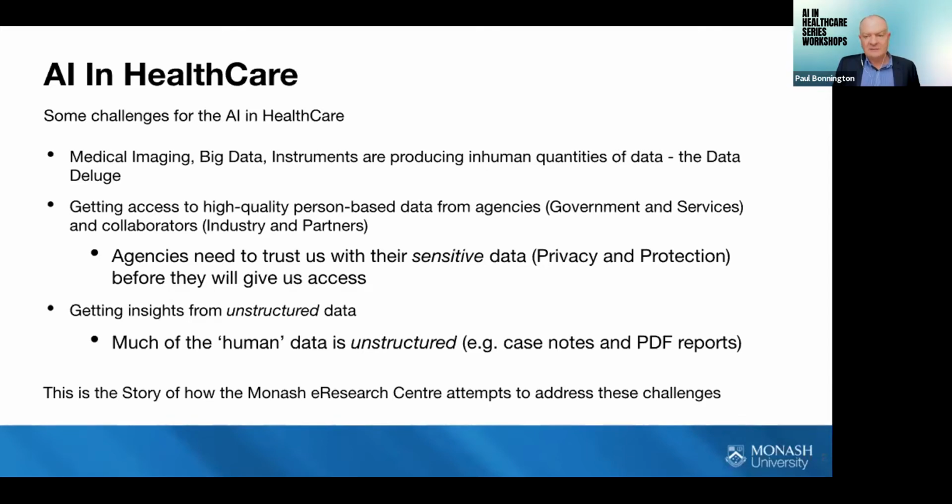And then finally, I'm going to share some insights we've had around unstructured data. Much of that human data is unstructured. And I'm going to give you an example of where we're now applying use of AI, not just to imaging data, but also to case notes. And so this is really the journey that we've been on.